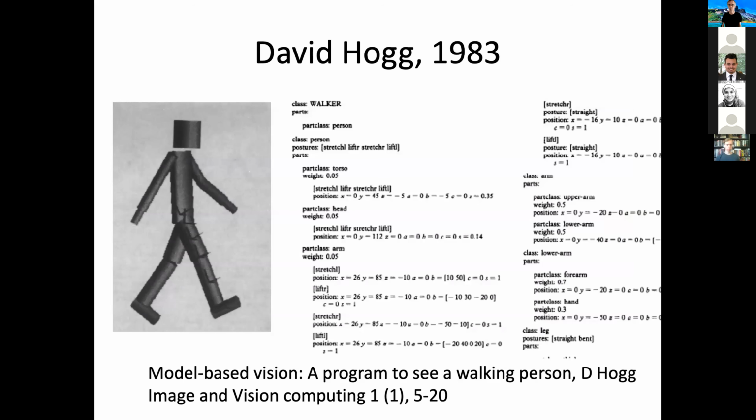It was a bunch of hand-coded descriptions of some primitives and their spatial relations to each other and how much they could rotate relative to each other and so on. It was very much a handcrafted model.